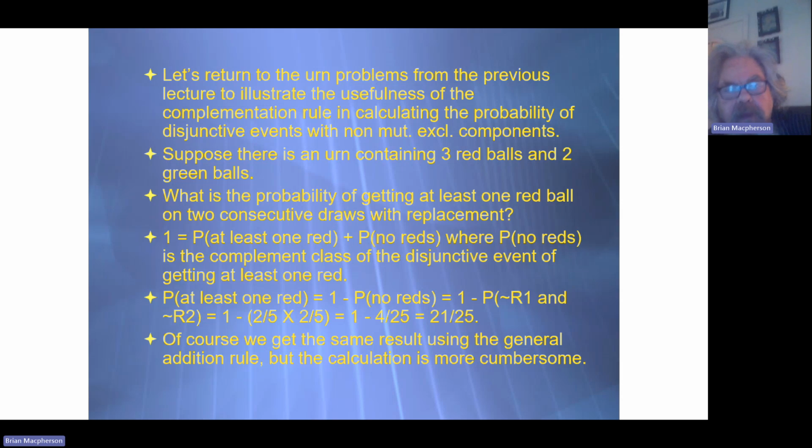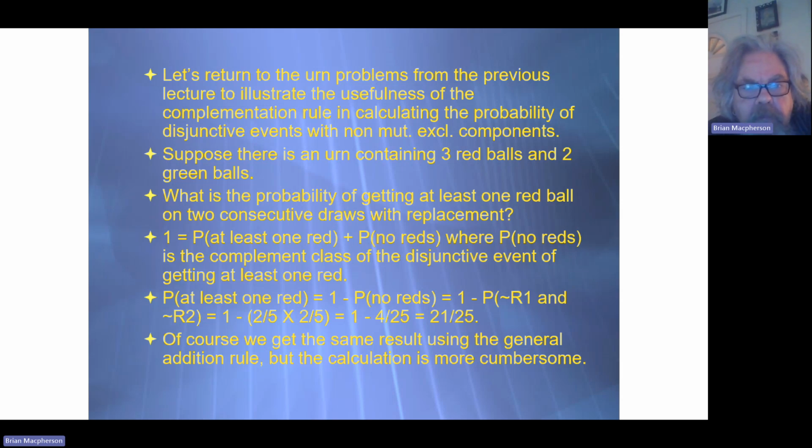Well, again, using the complementation rule, the probability of getting at least 1 red is 1 minus the probability of getting no reds. In other words, no reds is the complement of getting at least 1 red. So it would be 1 minus the probability of no reds on the first and no reds on the second, which equals 1 minus 2 over 5 times 2 over 5 equals 21 over 25. So that's the chances of getting at least 1 red using the complementation rule.